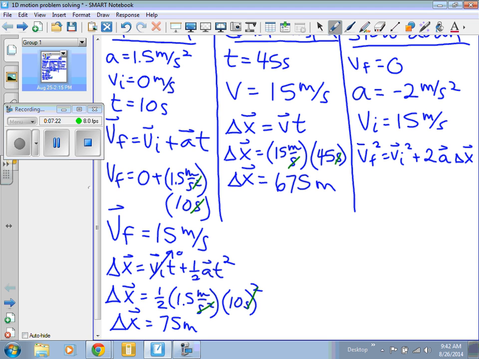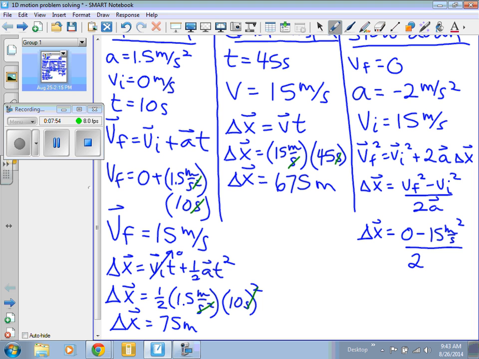And we know that our first step is to manipulate our equation to isolate our unknown variable. We are solving for delta x, so we're going to isolate delta x. So delta x is equal to v final squared minus v initial squared all over 2 times the acceleration. So we can plug in numbers. Delta x is equal to final, which is 0, minus initial, which is 15 meters per second, squared, and then we divide by 2 times the acceleration.